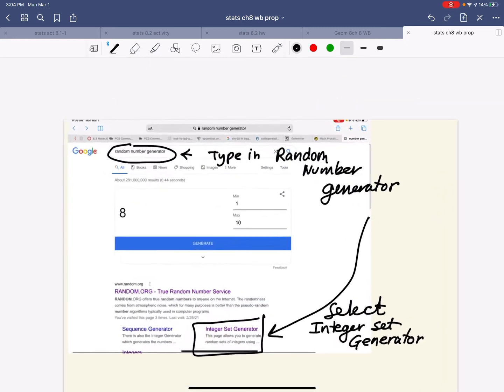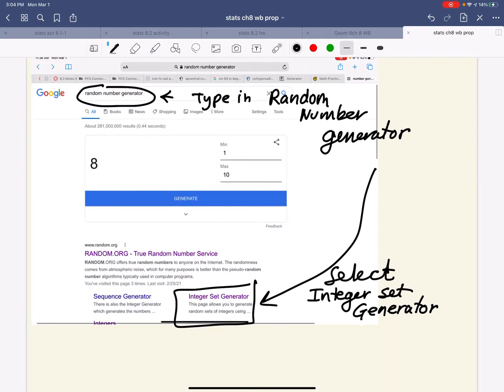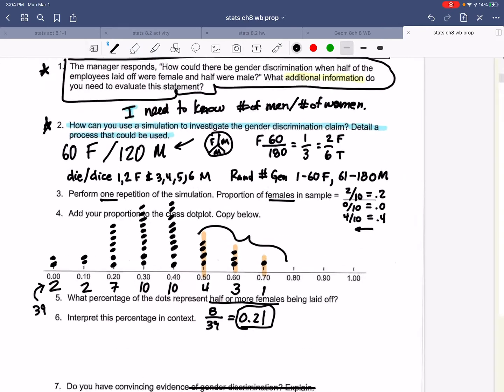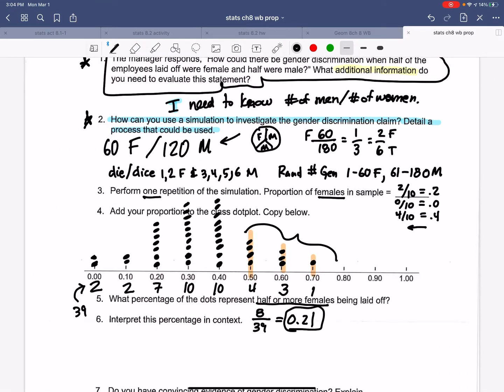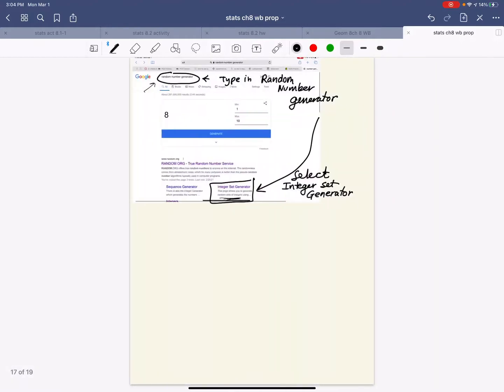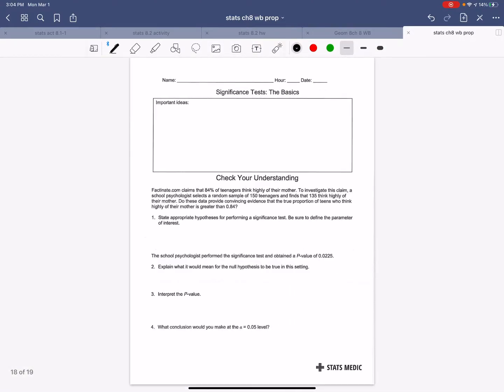And this is just, we used this random number generator. So we put the words random number generator into Google, and we clicked right here, and that's how we generated the numbers. Maybe we'll use this again, but that was how we generated these numbers here, and how we decided how many were female and how many were male. And then let's take these notes here.